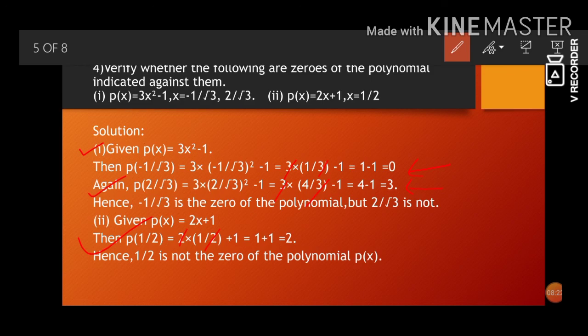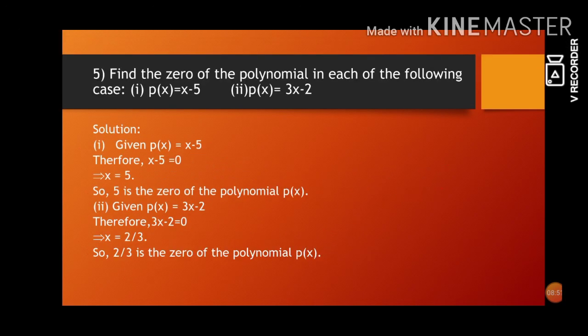So we will get 1 + 1, that is 2, which is not equal to 0. Since it is not equal to 0, we cannot write it as a zero of the polynomial. So our answer is, hence, 1/2 is not a zero of the polynomial p(x) = 2x + 1.